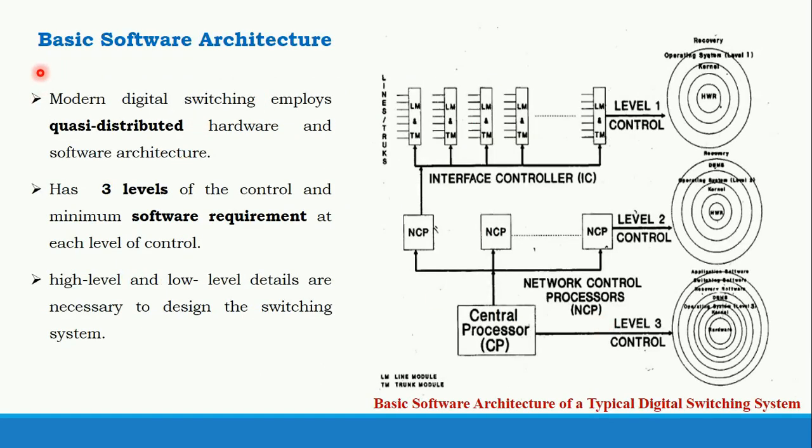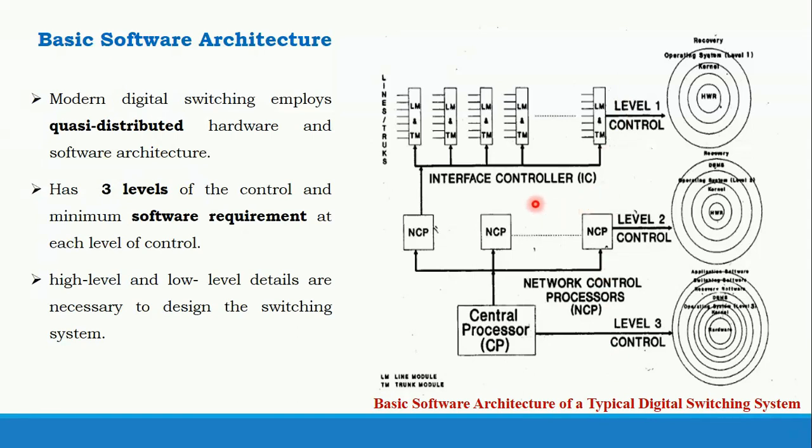The question expected here is basic software architecture. For this you need to draw this diagram and explain 3 concepts under basic software architecture: the operating system, the kernel, and the database management system. Usually here you'll get a quasi distributed architecture, which means the level of control at each level is expected to be explained. There will be 3 levels of control, which may be high level or low level controls.